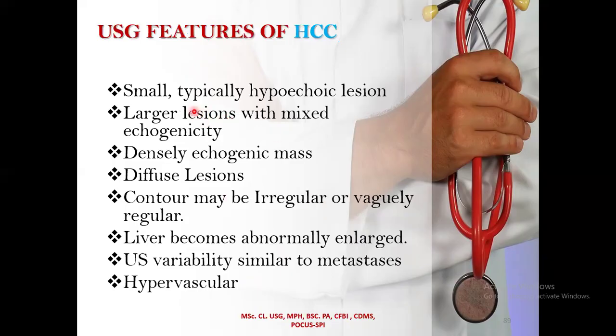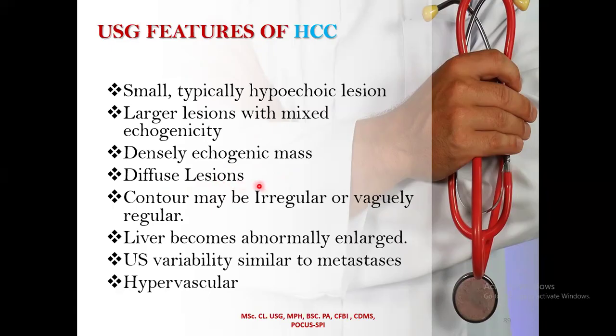Now, on ultrasound, they are seen as small, typically hypoechoic lesions. You see, most cancers are hypoechoic. You should take note of that. Most cancers are what? Hypoechoic. And then larger lesions with mixed echogenicity. So they can also be large, not small, sometimes small but many, sometimes large, with mixed echogenicities. Hypo, anechoic, hyperechoic can be mixed. Densely echogenic mass.